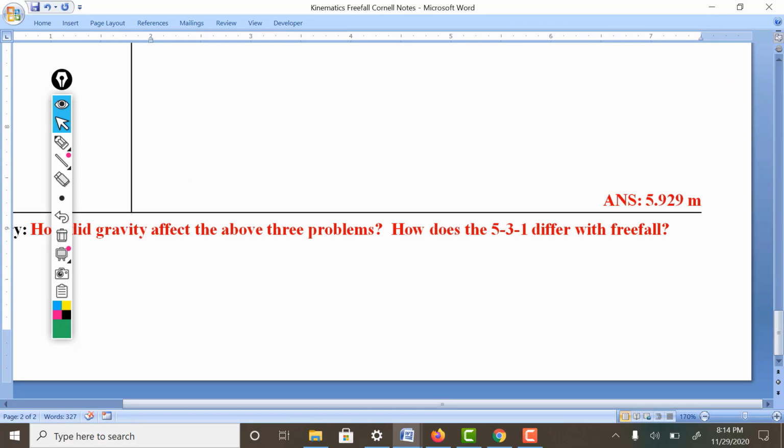Summary. How did gravity affect the above three problems? How does the 531 differ with free fall problems?